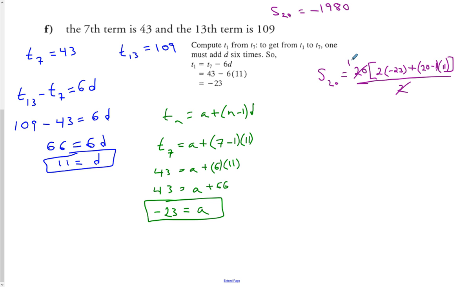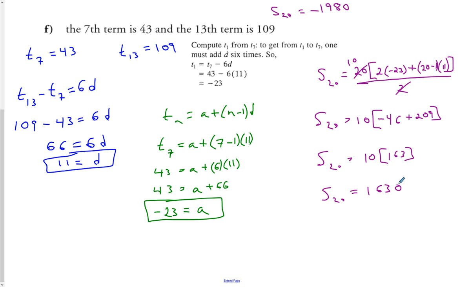Let's take the 2 and the 20 and turn it into a 10. So we're going to end up with 10 times. 2 times negative 23 is negative 46. And 20 minus 1 is 19, times 11 is 209. So when we add those together, we're going to end up with 10 times what's in the brackets. 163 is what we get in the brackets. So we end up with 10 times 163. That's 1,630. That's a tricky problem. A lot of work to get there, a lot of moving parts. Very sneaky one, really tough.